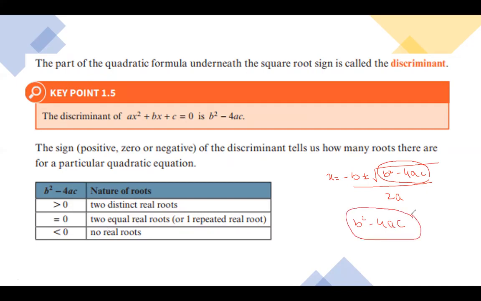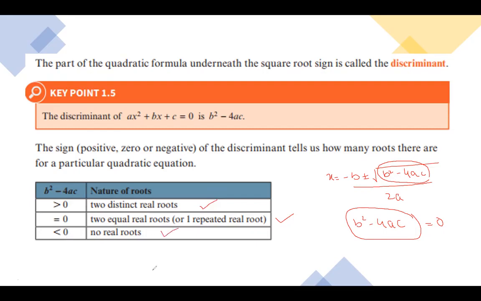Okay, now discriminant tells about the type of solutions, or the nature of roots. If b square minus 4ac is equal to 0, we get two equal real roots, or one repeated real root. In case this value b square minus 4ac is greater than 0, two distinct real roots are found, and when this is less than 0, no real roots are found.